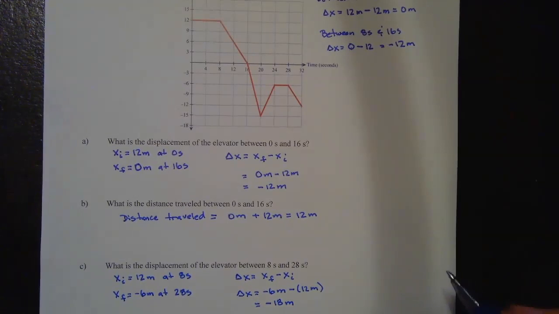So what that means is from the start, it went down, because we're talking about up and down, and it went down 18 meters from where it started. Okay, so between 8 seconds and 28 seconds, it went down 18 meters.